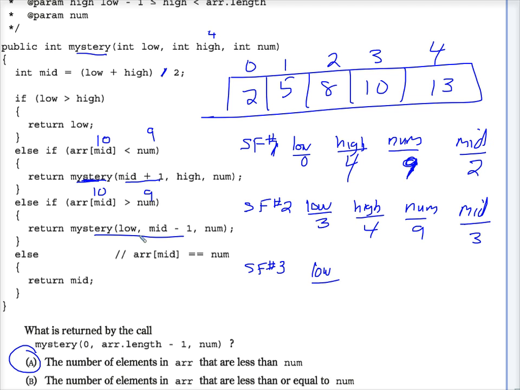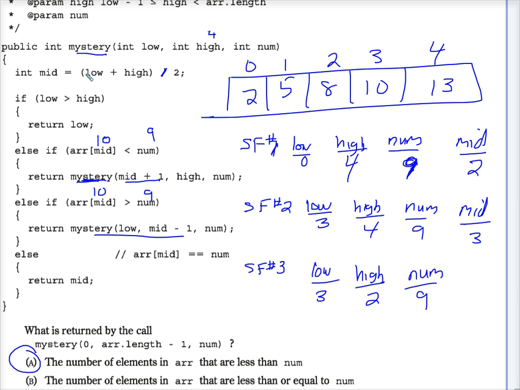Low in this recursive case is 3. 3 plugs in, so low doesn't change at all. High in this new stack frame is whatever mid minus 1 was from before. So 3 minus 1 is 2. And num stays the same.